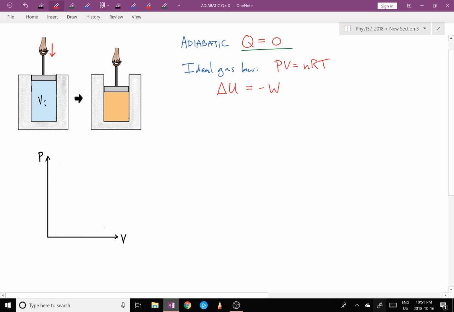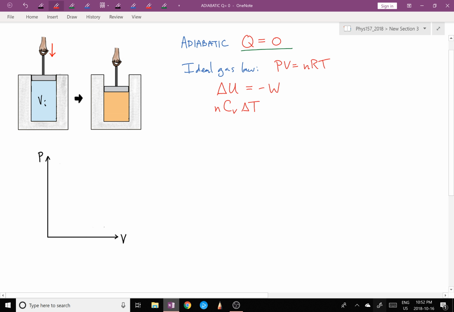Okay. So what we can do is take this equation and actually convert it into something that will tell us a relationship between volume and temperature. And then once we have that relationship, we can use the ideal gas law to get any of the other relationships that we want. Okay, so how do we do that? Well, the change in internal energy, of course, is related to the change in temperature in the usual way. So that's nCv delta T.